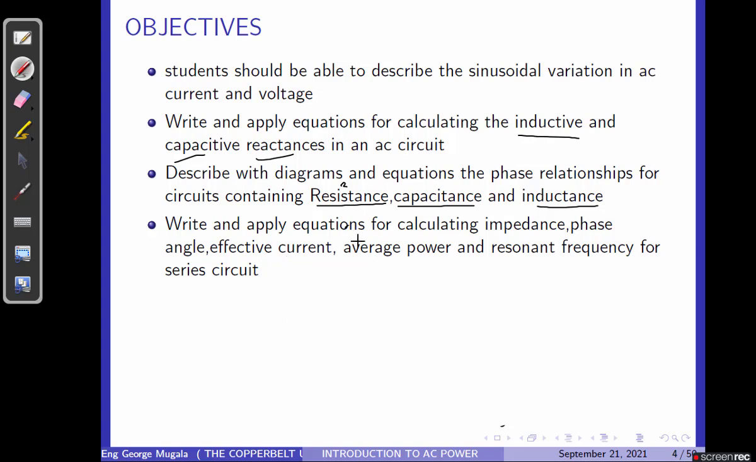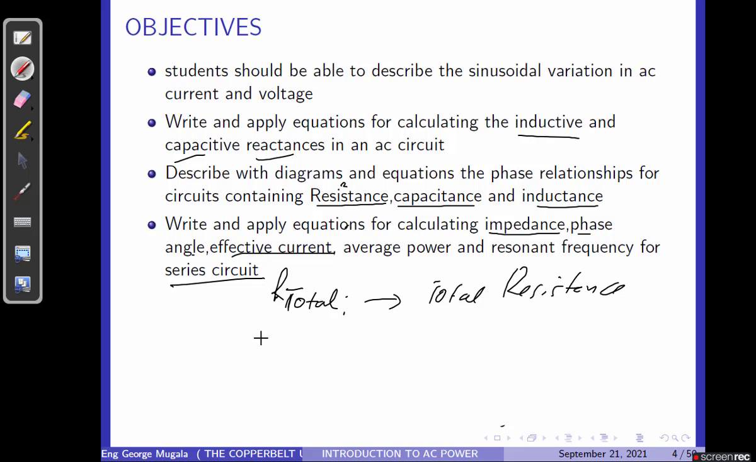The other thing is you should write and apply equations for calculating the impedance, the phase angle, effective current, average power, and resonant frequency for a series circuit. Now, guys, all of these things you should be able to see, but suffice to say right now that in DC circuits we used to talk about R total, which gave us the total resistance in a circuit, right?